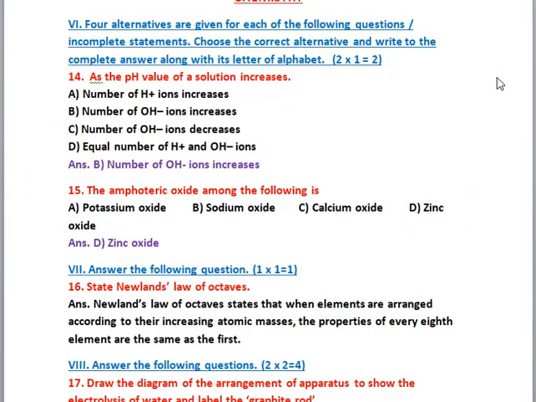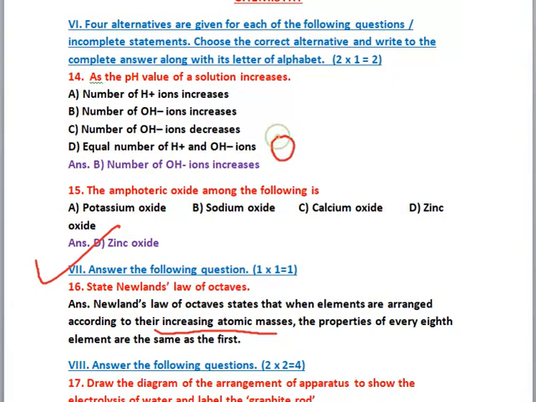The next question is also of 1 mark, and this is from your periodic classification of elements, chapter number 5. State Newland's law of octaves. It's also very easy. According to Newland's law of octaves, when elements are arranged in order of increasing atomic masses, the properties of every eighth element will be similar to the first one.